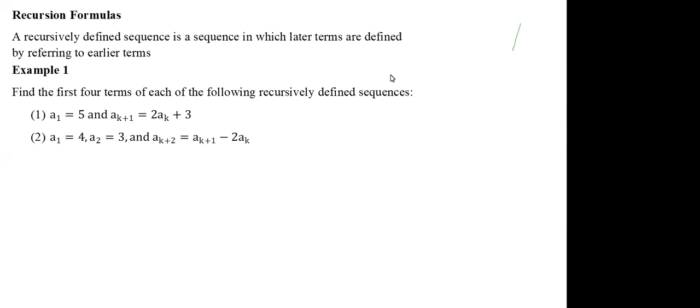My second term is going to be when K is equal to 1. If K is equal to 1, my general term will just be A2 equals 2A1 plus 3. And I know my A1 to be 5. Now what?